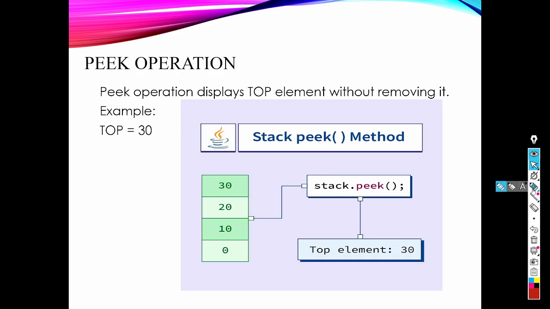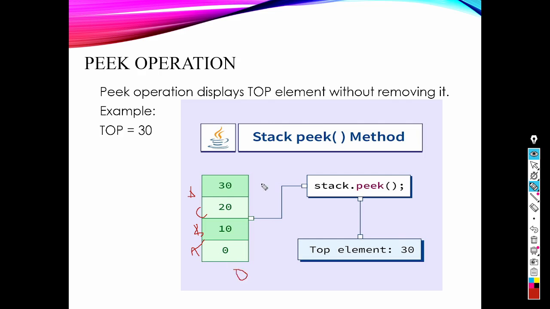Now we will discuss the peek operation. The peek operation displays the top element without removing it. The push operation adds, the pop operation removes, but the peek operation neither adds nor removes an element. It just displays the result, which element is at the top. For example, there are some elements: 0, 10, 20, 30. These are the stack elements, at positions a, b and so on. There are four elements. What is the least element? 0 is the least element.